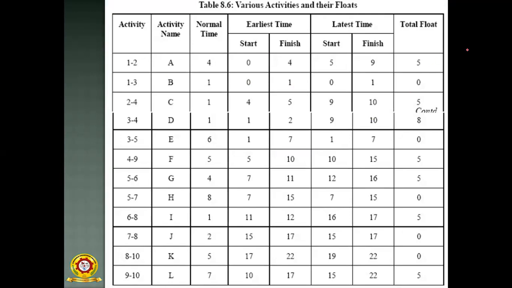They are giving direct floats. 9 minus 4, 5; 1 minus 1, 0; 10 minus 5, 5; 10 minus 2, 8. The subtraction of both finishing times is called the total float. Like this you have to represent this one. Activity name A, normal time 4, earliest time 4.